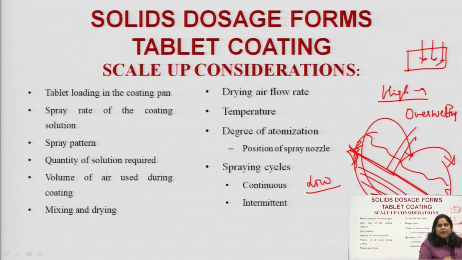Then the next one, degree of atomization, is very important, because the particle size of the spray solution is important. If the droplet size is very large, there are chances it will overwet the tablet surface, and if it is very small, there are chances that this droplet may dry before reaching the tablet bed. So to what degree we are atomizing the spray solutions is very important, and this can be controlled by the position of the spray nozzle.